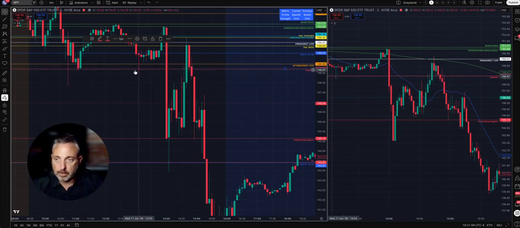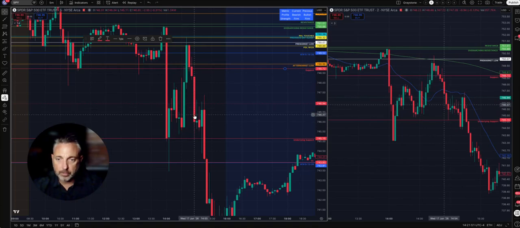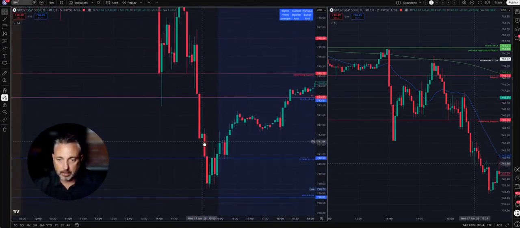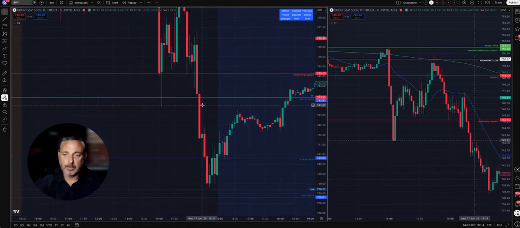1, 2, 3 touches here, comes through there. It closes here above it, stayed out, got this one. I rode this all the way back down. My trailers got hit. My stragglers now stayed alive because I was in it way up here. And then I was able to ride this whole momentum chain down, and I was able to capture a lot of money and a lot of movement on this because of my stragglers.